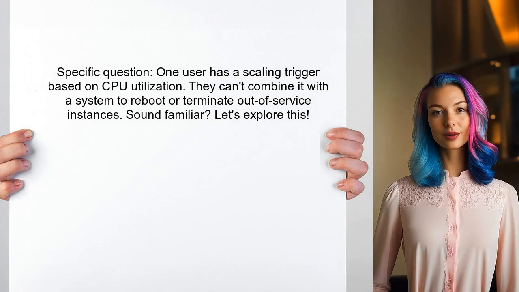Let's dive into the specific question at hand. One user mentioned that they have a scaling trigger based on CPU utilization, but they can't seem to combine it with a system that automatically reboots or terminates instances that are out of service for too long. Sound familiar? Let's explore this together.